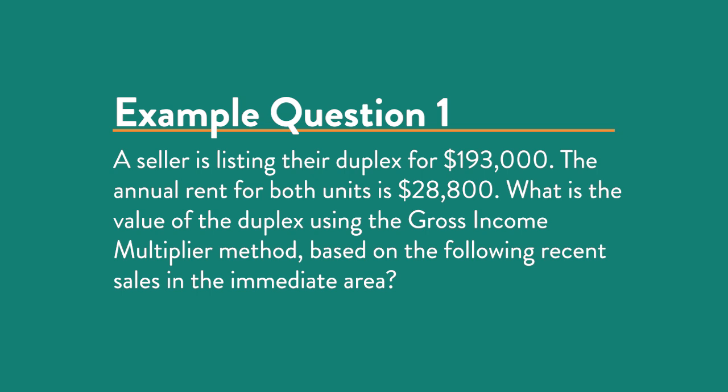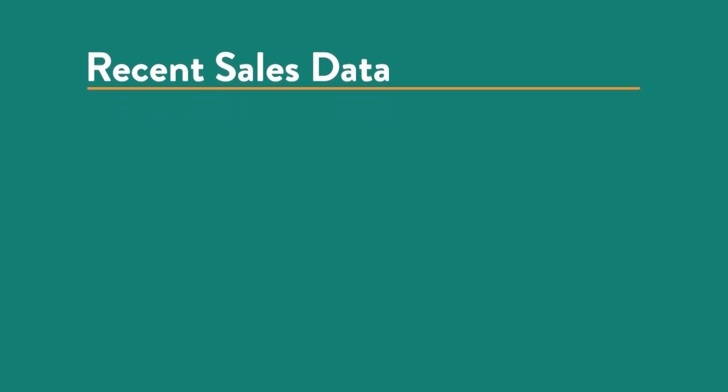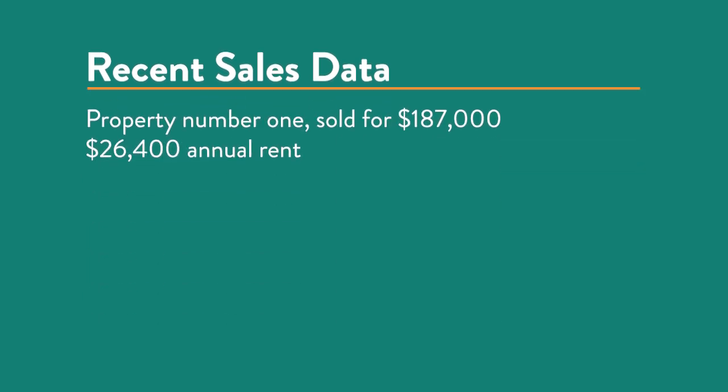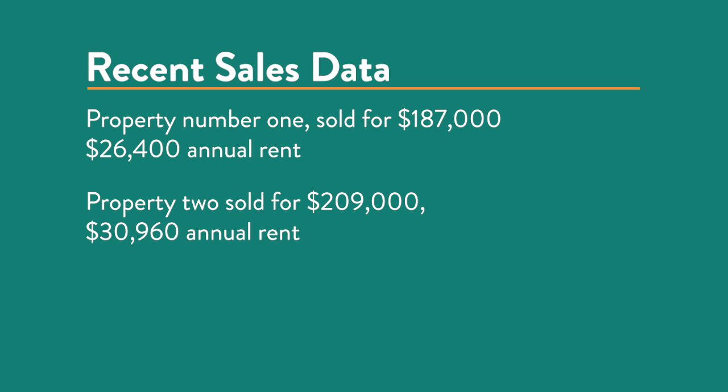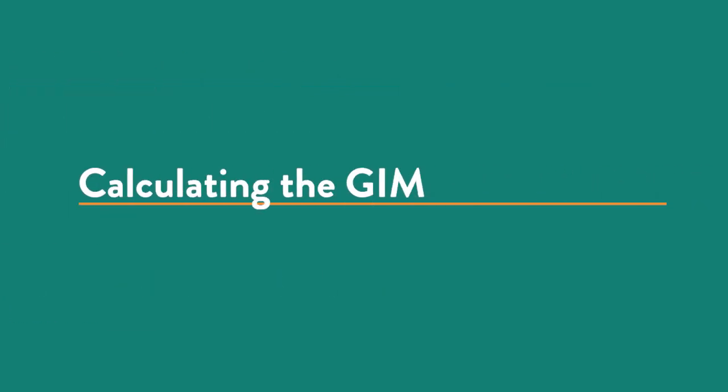The question is, what is the value of the duplex using the gross income multiplier method based on the following recent sales in the immediate area? Let's take a look at some sales that have taken place. In this case, we have a property, number one, that sold for $187,000 and its rent was $26,400 annually. Property 2 sold for $209,000 with an annual rent of $30,960. Property 3 sold for $179,000 with an annual rent of $24,960.